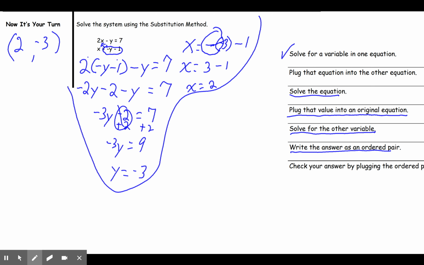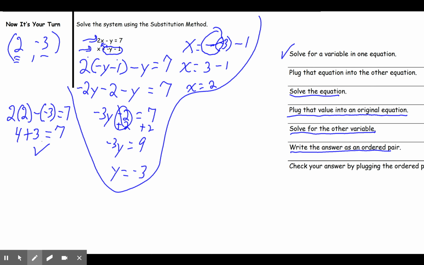All right, remember to check your answer, what you'll do is plug in your x and y value that you found into each one of the equations. And both equations should come out to be true statements. So for the first equation, let's do it over here. 2 times x, where x is 2, according to what we found, minus y, y is a negative 3, equals 7. So you end up with 4 minus a negative, plus 3 equals 7. That is a true statement.